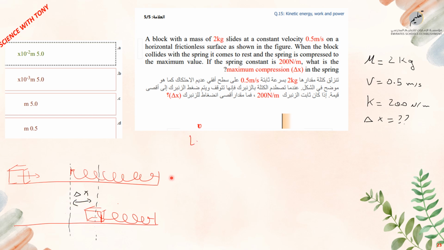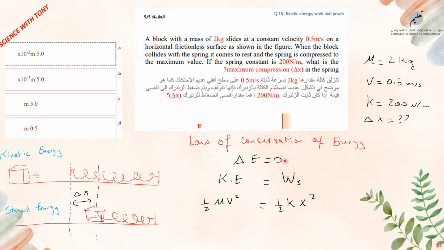So how to calculate that distance? Going back also to the law of conservation of energy, delta E is always equal to 0 because energy is conserved. So the kinetic energy in the first case is equal to the energy at the last position, the work done by the spring force. So half mv squared, the motion of the body, is equal to half kx squared, the energy stored in the spring. To calculate x, you have to arrange the equation. It's the square root of mv squared over k, and the answer is 0.05 meter, or 5 times 10 to the power of minus 2 meter.